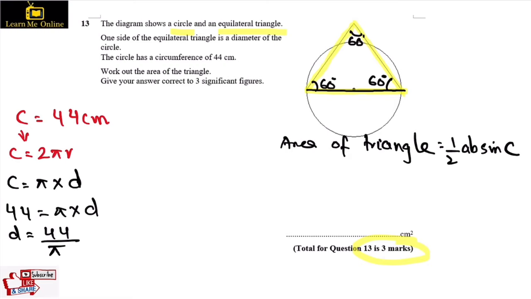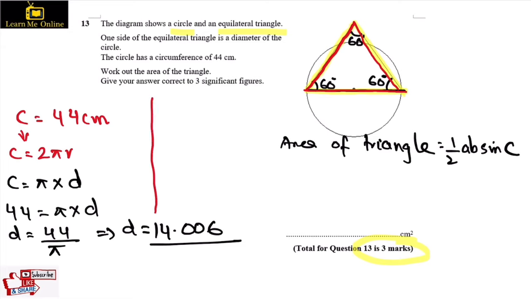You can use the pi button in the calculator, and when you divide them, you get the diameter, which is 14.006. Okay, this is the diameter. The diameter is basically the length of this side of the triangle, and because it's an equilateral triangle, this length and this length and this length are the same. So now we are finding the area.